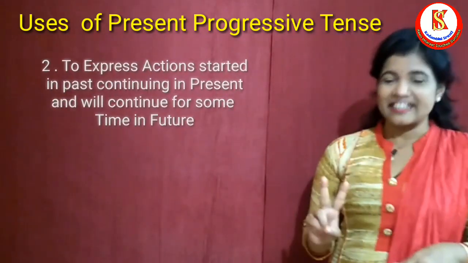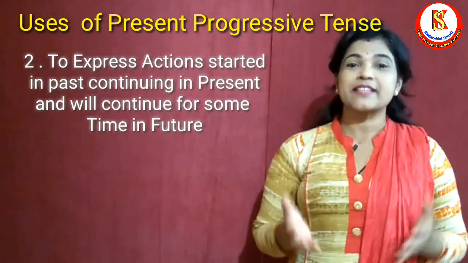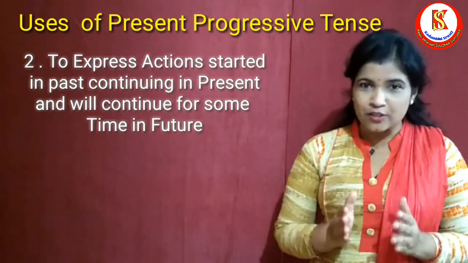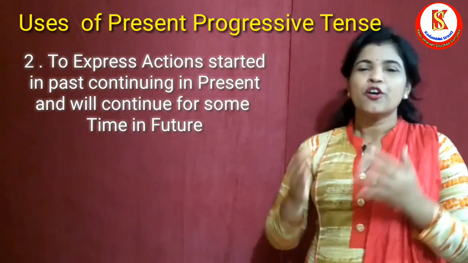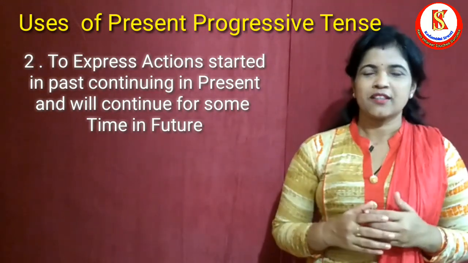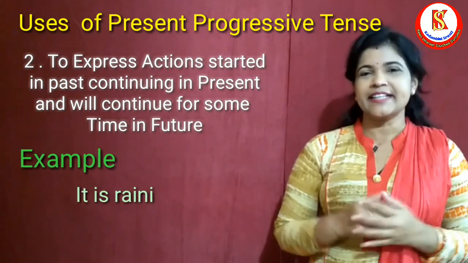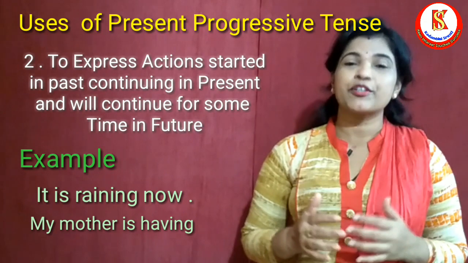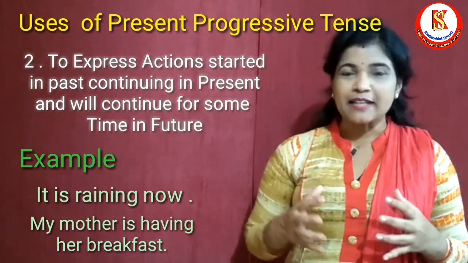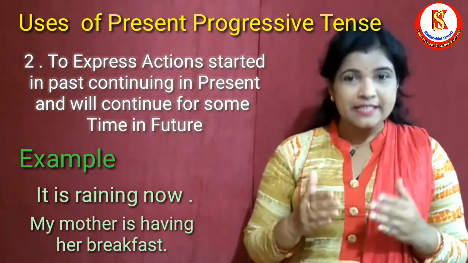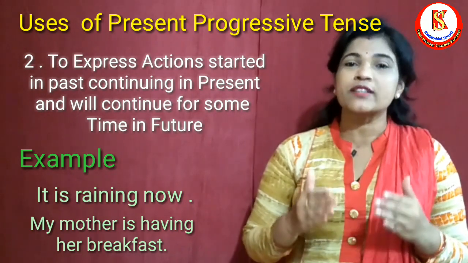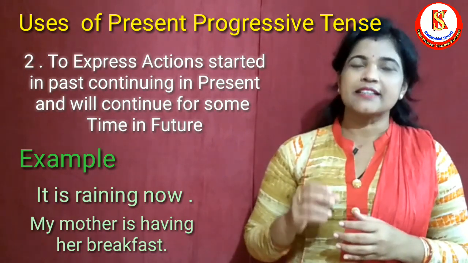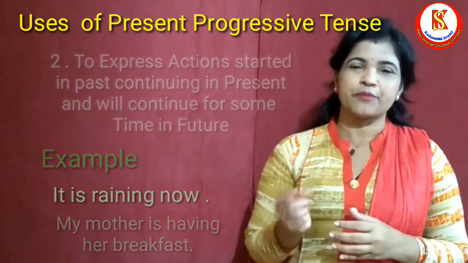In its second use, here we just express the actions that started some time before and now it is going on and it will continue for some time in future. For example, it is raining now. Or another example, my mother is having her breakfast. So that means here it expresses the present time, but here the duration is not that brief as it is in the first use. Okay, so here the duration is a little bit longer than the first one.